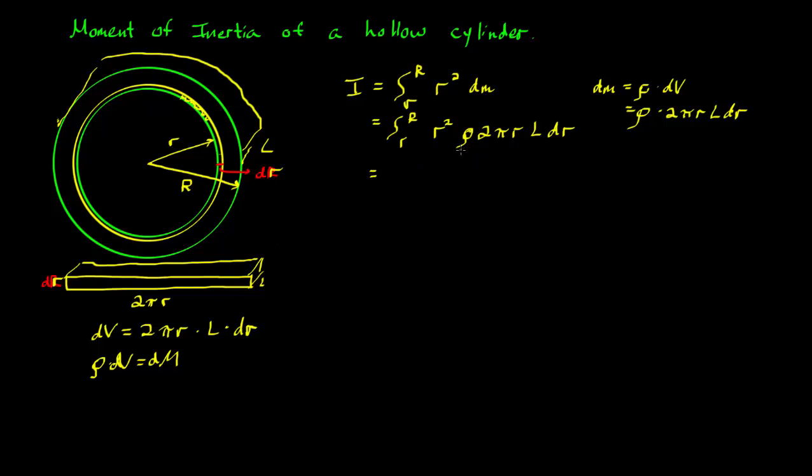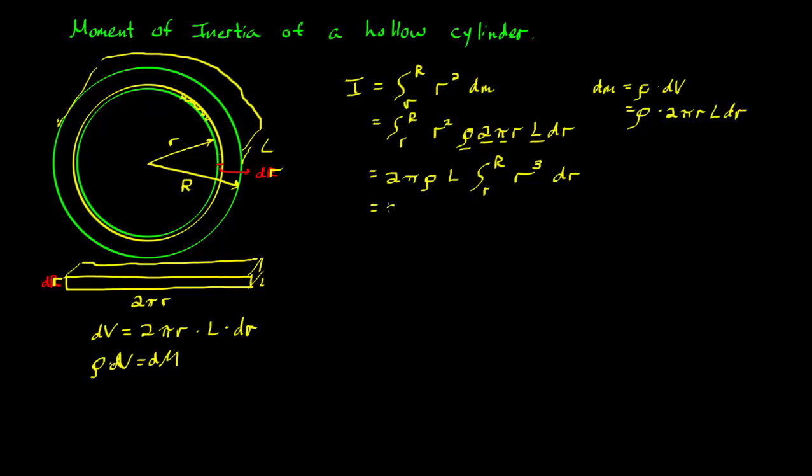And so density is constant, 2 pi. The r is going to go with this one, so the length. So we'll pull all that stuff out. So we get 2 pi density times length times the integral of r, big R, and then we have an r squared times an r, so we end up with r cubed, and that's dr. And now it's pretty clean, so now we can integrate.